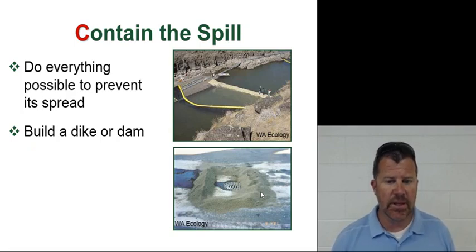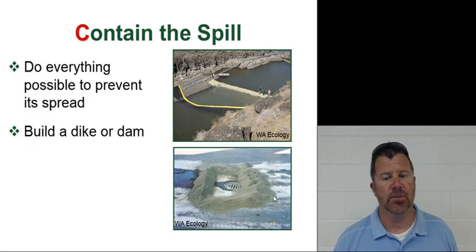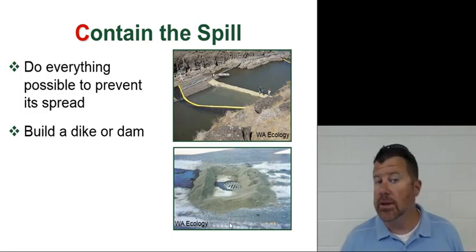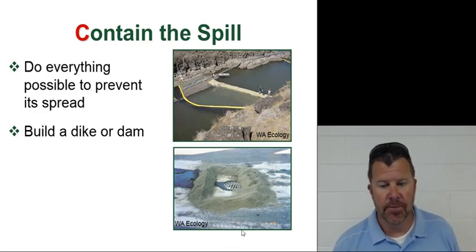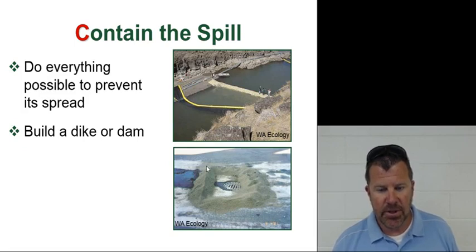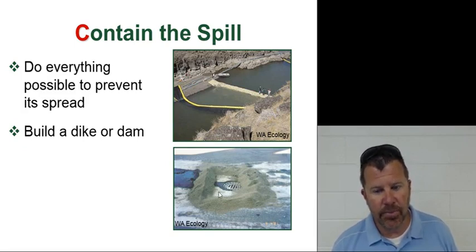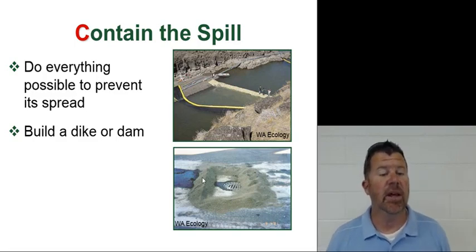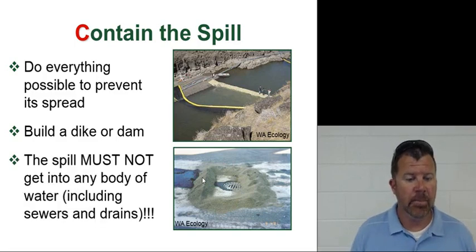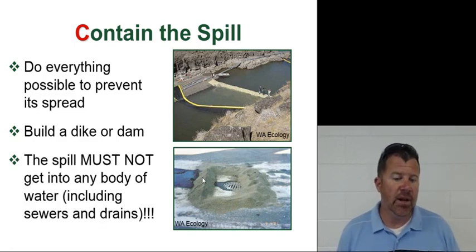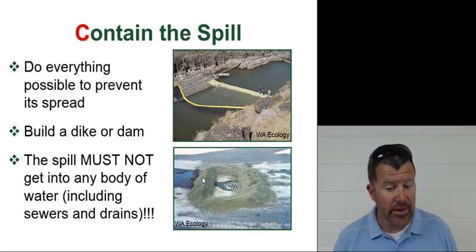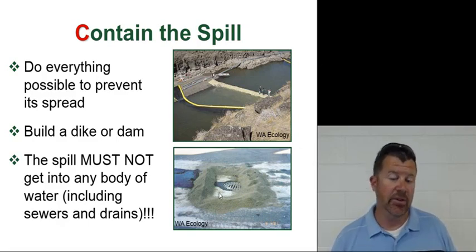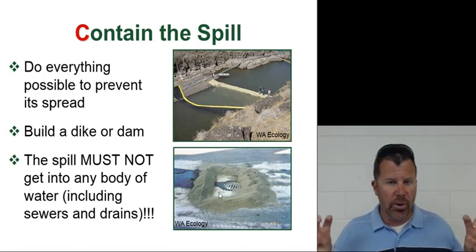See, this is a pretty good example. That's a major pesticide spill here, but something like this we're going to run into in our horticulture careers. They built a dike around the drain. So a little bit is still getting in there, but not much. Not as much as it would have been if they hadn't built the dam. The spill must not get into any body of water, including sewers and drains, which he did get a little bit there. So he's going to probably have to pay a hefty fine.